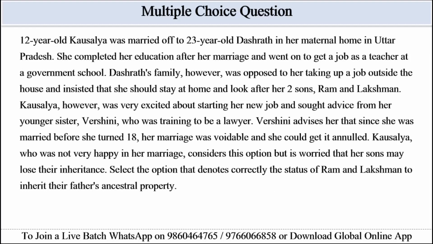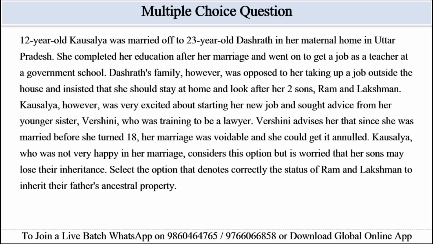Next question is, 12-year-old Kausalya was married off to 23-year-old Dasharath in her maternal home in Uttar Pradesh. She completed her education after her marriage and went on to get a job as a teacher at a government school. Dashrath's family, however, was opposed to her taking up a job outside the house and insisted that she should stay at home and look after her two sons, Ram and Lakshman.